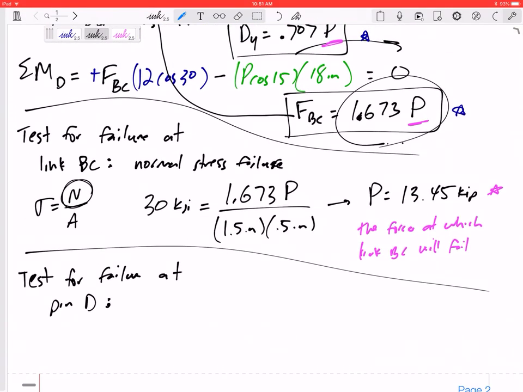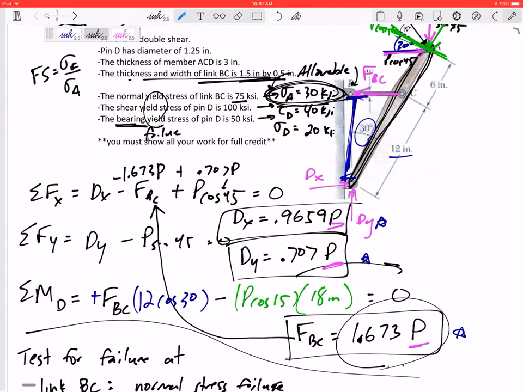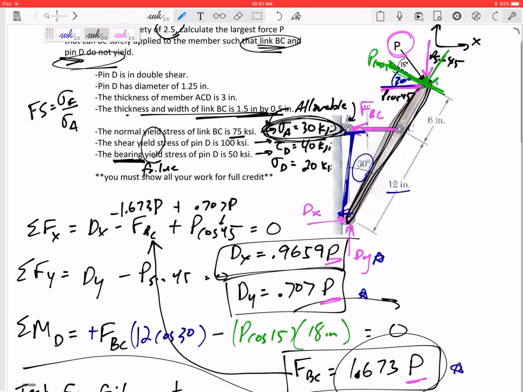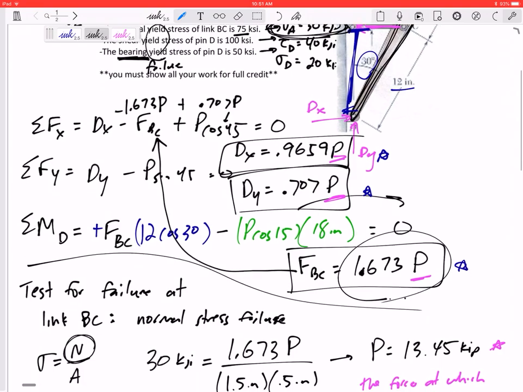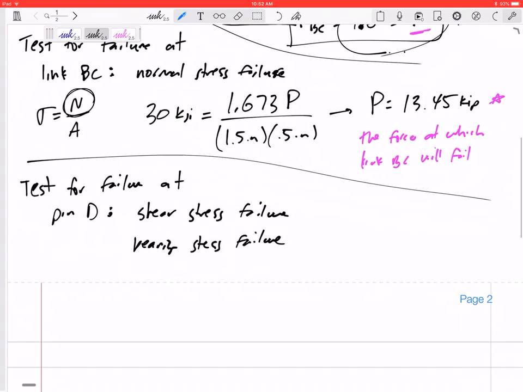How might pin D fail? Well, pins definitely might fail due to shear stress failure. But pins also can fail due to bearing failure, and I was told the bearing failure stress at pin D. So I need to test for shear stress failure and bearing stress failure. First, let's think about shear stress failure. Actually, before we do that, let's think about what force is acting at pin D.